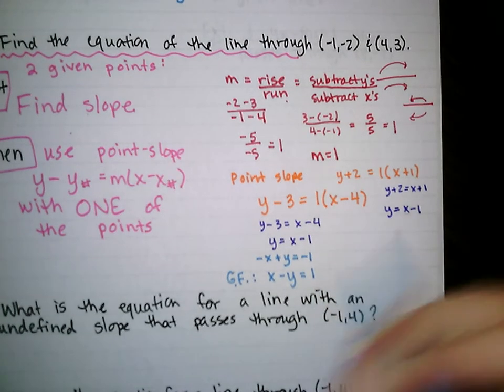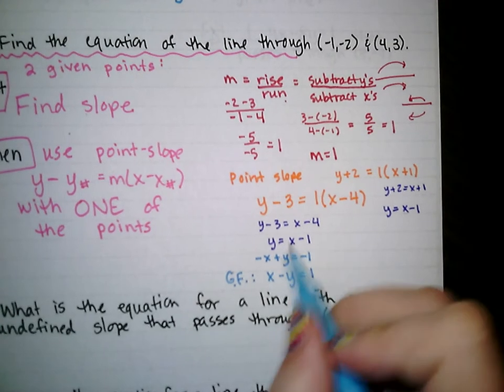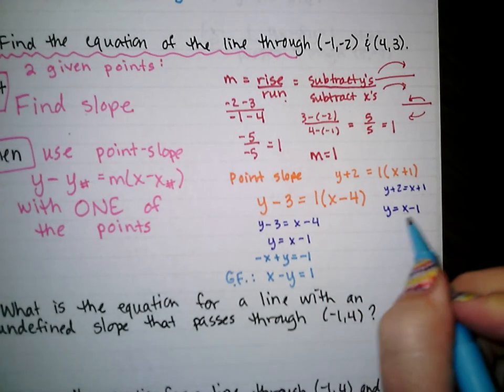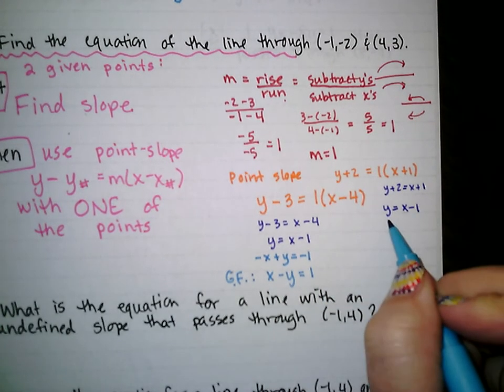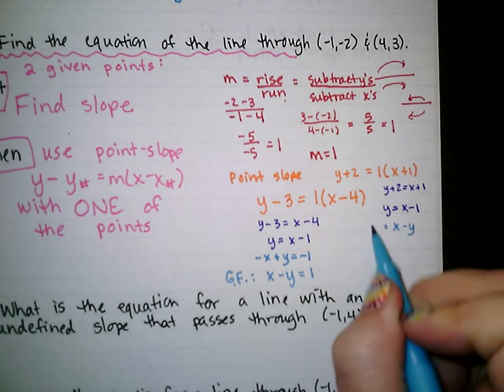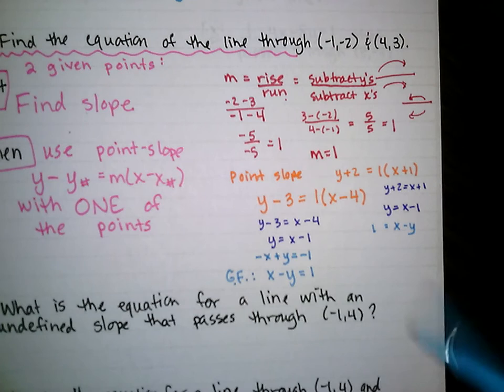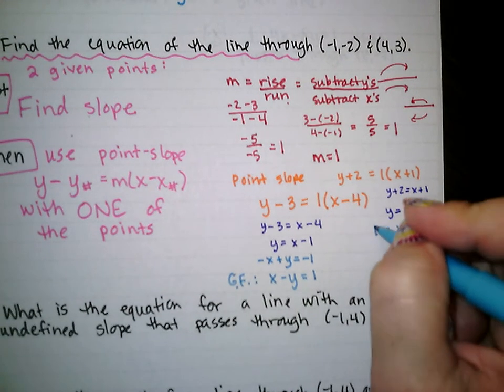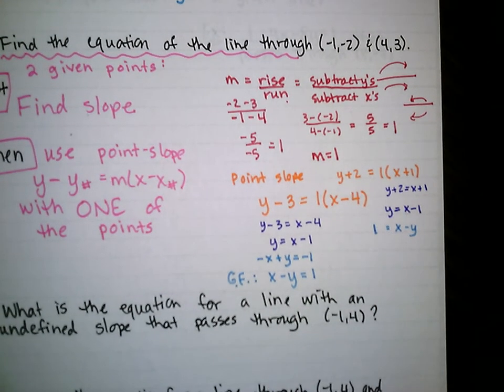Then point slope form would be one of these two, and y-intercept or slope-intercept form would be one of the others. If instead of moving my x over to this side, what if I move my y over to this side and my 1 over to that side? Then I would have x minus y equals 1. So whatever you do, remember that your general form, you have to lead off with a positive in front of the x.